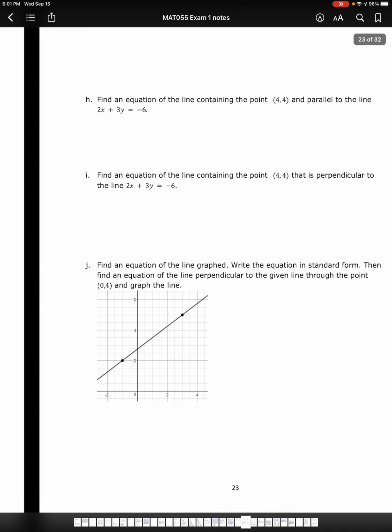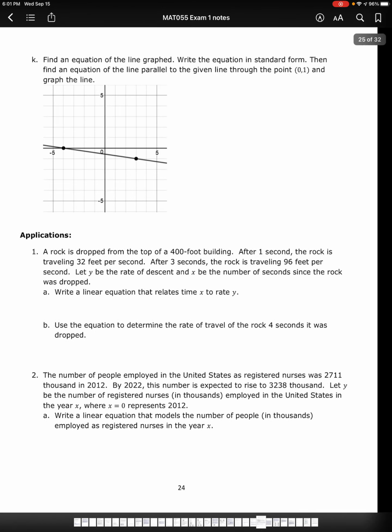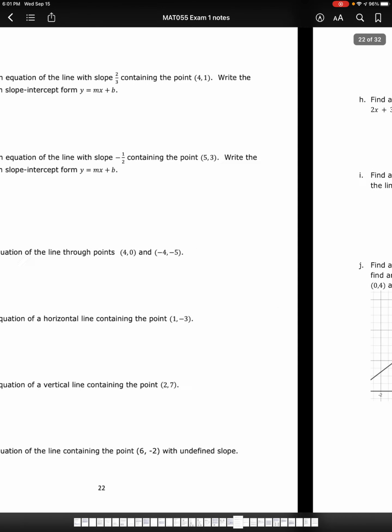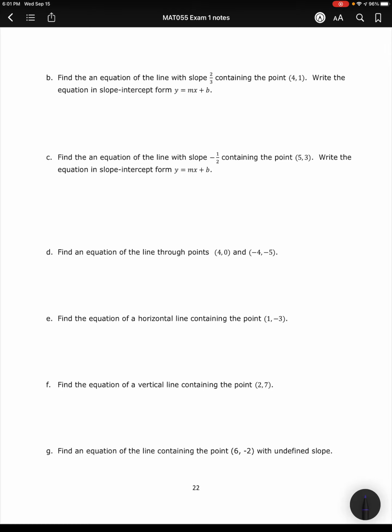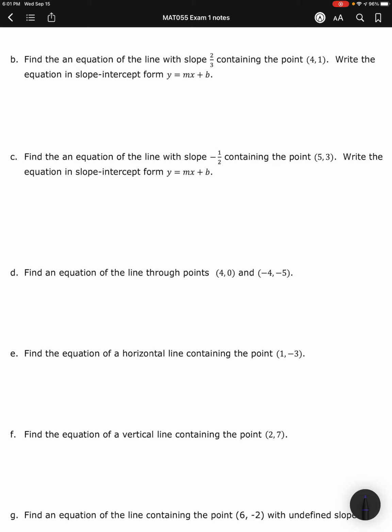Okay, and we get a whole bunch of practice here. All right, this time we have a slope and we know a point. Same thing, we have to find the y-intercept. So we're gonna plug in the y value, which is 1, slope 2/3, my x is 4, and all I have to find is b.